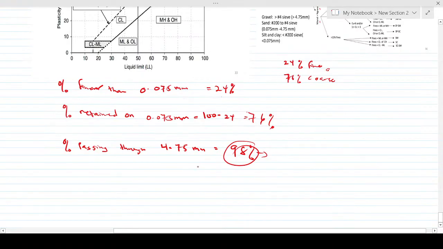Meaning that 98% passed through the 4.75 millimeter sieve. And since it passed through the 4.75 millimeter sieve, we consider that as sand. And if you want that for gravel, gravel is simply going to be out of 100, so 2%. So meaning that there are more sand particles than gravels.